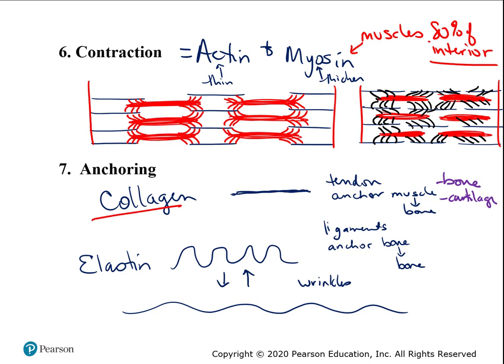Collagen. So I told you that collagen is the most abundant protein in the body. You need collagen to be able to maintain your connective tissues. Collagen is used to make tendons. Tendons anchor muscle to bone. Collagen is used to make ligaments. Ligaments anchor bone to bone.